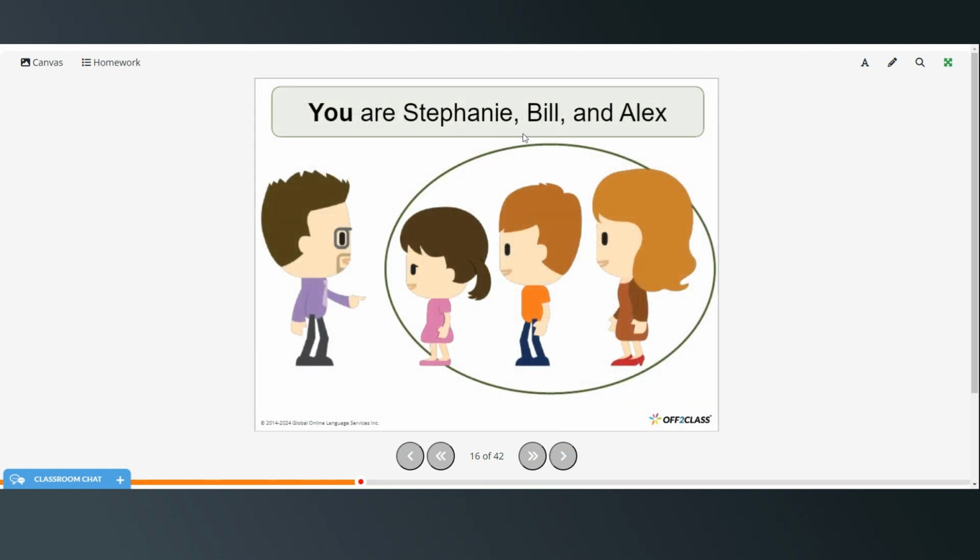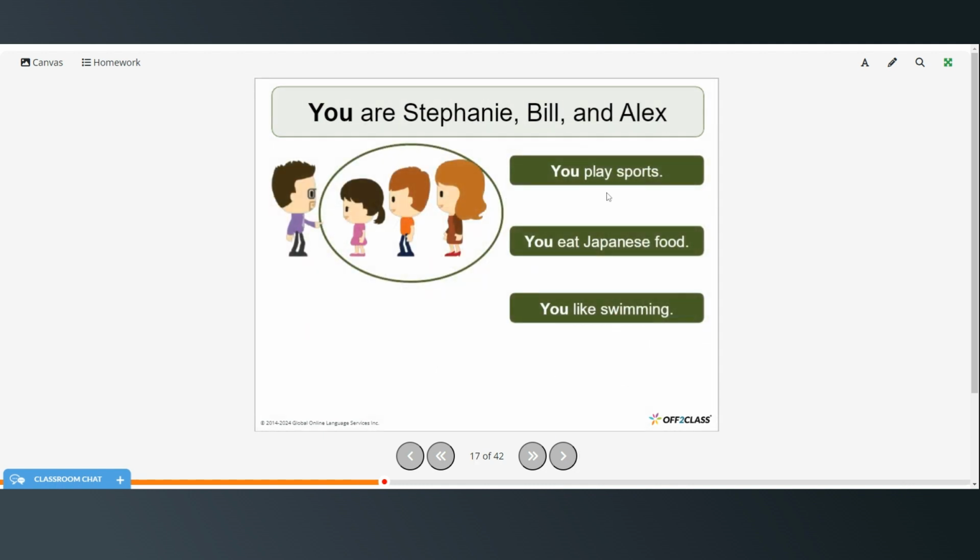You are Stephanie, Bill, and Alex. So here he's pointing to all three people. So you can be just one person, or it can mean all of you. So in this sense, he's saying all of you are Stephanie, Bill, and Alex. You play sports. You eat Japanese food. You like swimming. So it's you all play sports, you all eat Japanese food, you all like swimming.